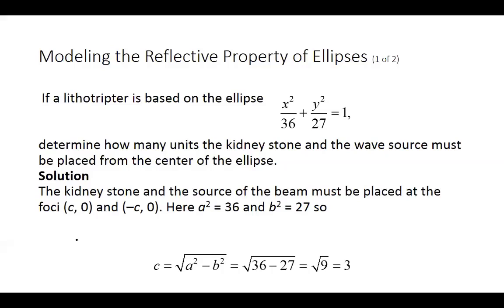The kidney stone and the source of the beam must be placed at the foci, which are (c, 0) and (negative c, 0). In this case, a squared is equal to 36, just by looking at the equation. b squared is equal to 27, and from there I can solve for c. Remember, for the ellipse, c squared is equal to a squared minus b squared, so c would be the square root of a squared minus b squared. I have all the information to substitute and solve for c. So c in this case would be the square root of 9, which is equal to 3.